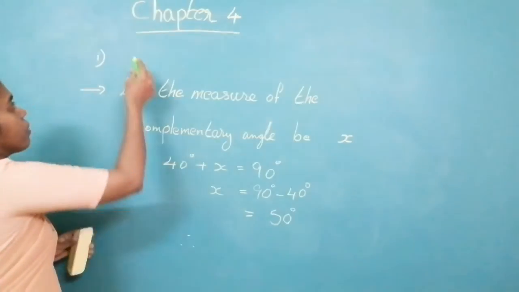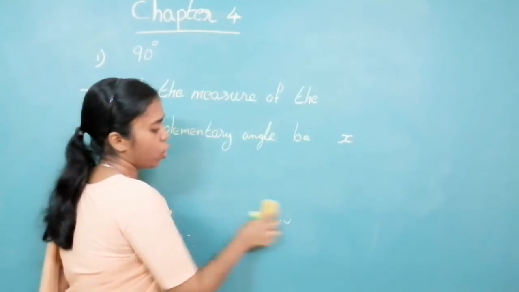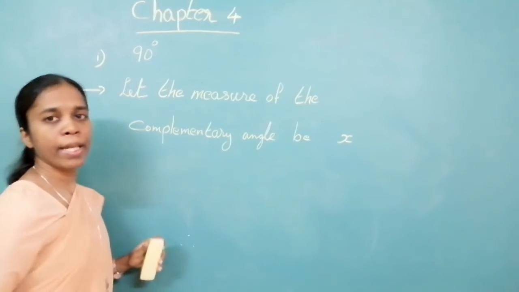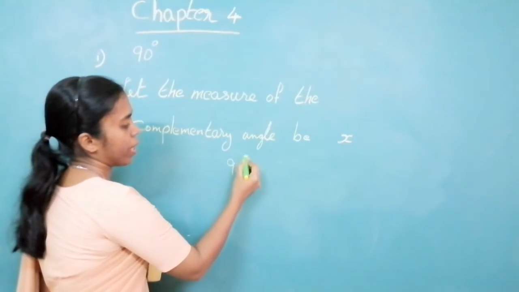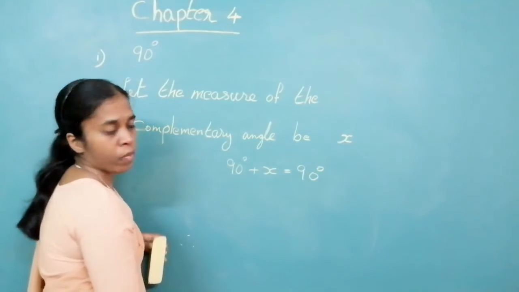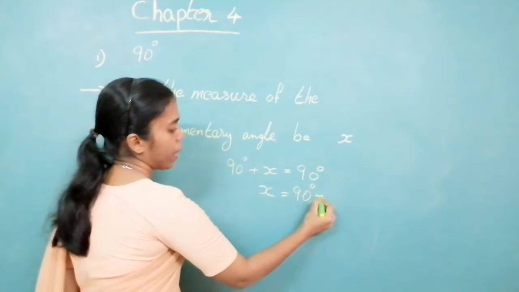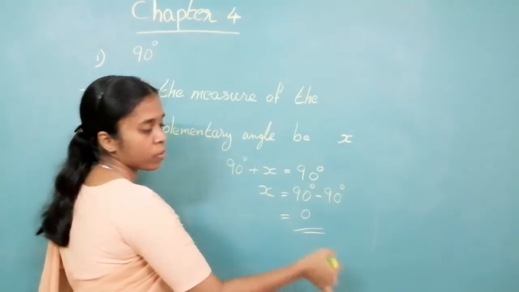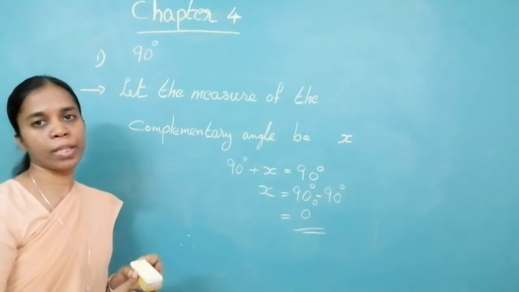Suppose the given angle is 90 degree. You have to find the complementary angle of 90 degree. First step, let the measure of the complementary angle be x. You have to find the complementary angle. So you have 90 degree plus x is equal to 90 degree. You have to find the value of x. x is equal to how much? 90 minus 90. 90 minus 90 is 0. So the complementary angle of 90 degree is 0 degree.